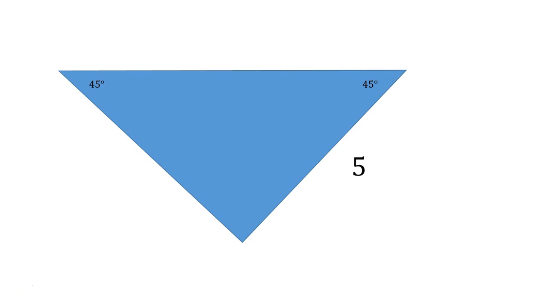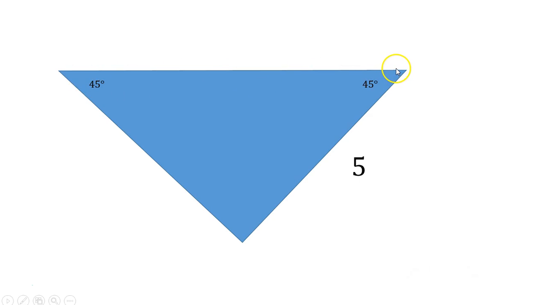So in this case, I have a 45, 45, 90 triangle. It's pretty clear because we have two 45-degree angles. Therefore, this one has to be 90 because the angles in a triangle add up to 180. And I have a side length here. This is 5. This side is a leg of the right triangle. It's not the hypotenuse because this is the hypotenuse.